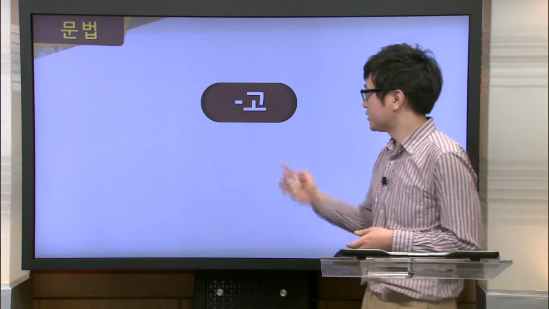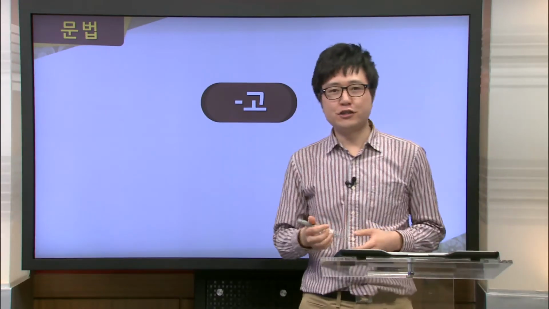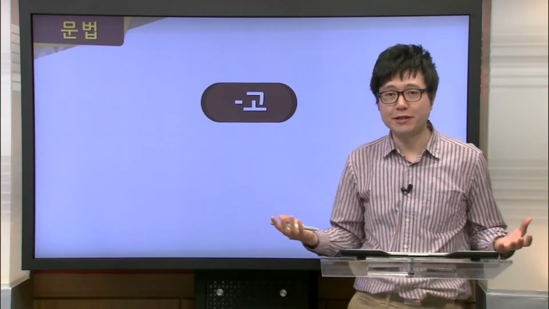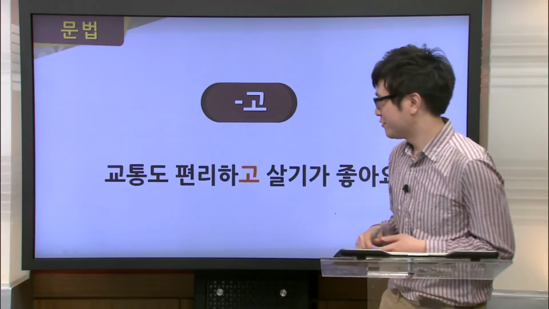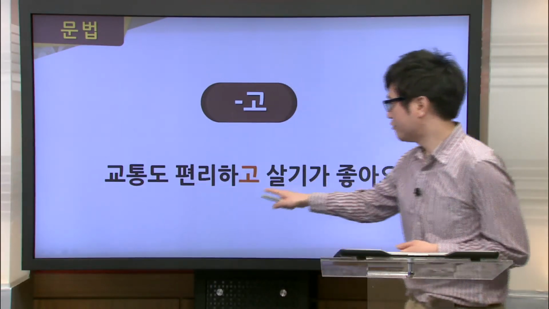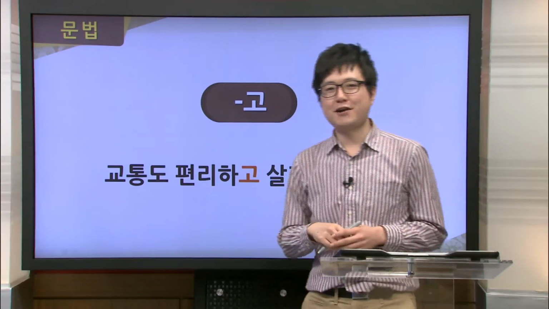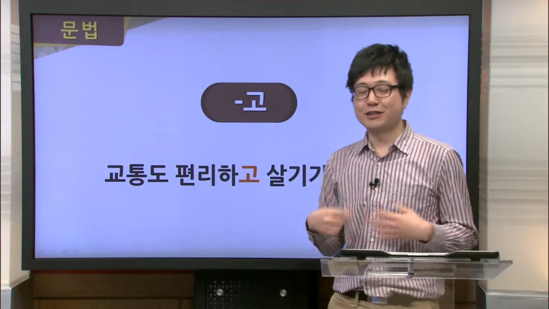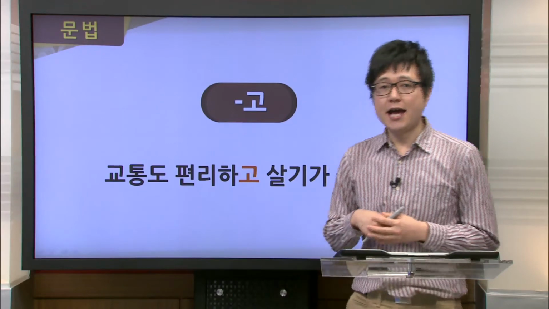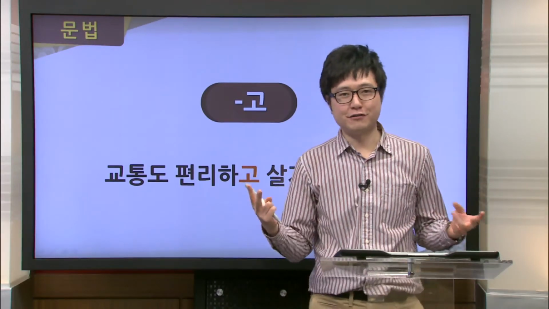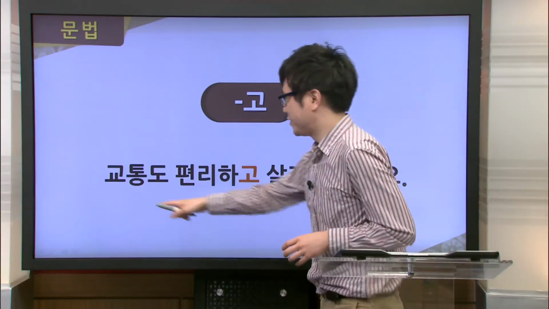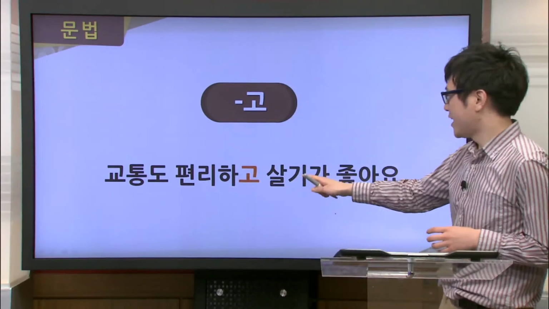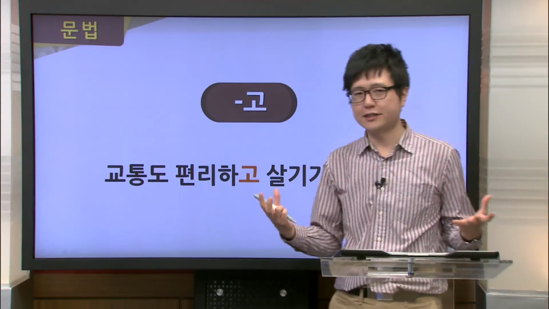Our first grammar here is 고. Now, 고 is used to combine two facts, events, or statements into one sentence. Now, 고 is used with descriptive verbs. So, if we look at an example here, we have 교통도 편리하고 살기가 좋아요. Now, recall Daejeon. What kind of place was Daejeon? Daejeon is a place that the transportation is convenient, fact 1, and it is also a nice place to live, fact 2. So, in Korean, we have the 교통도 편리하다, and we have the 살기가 좋다. So we have these two sentences and we want to combine them.